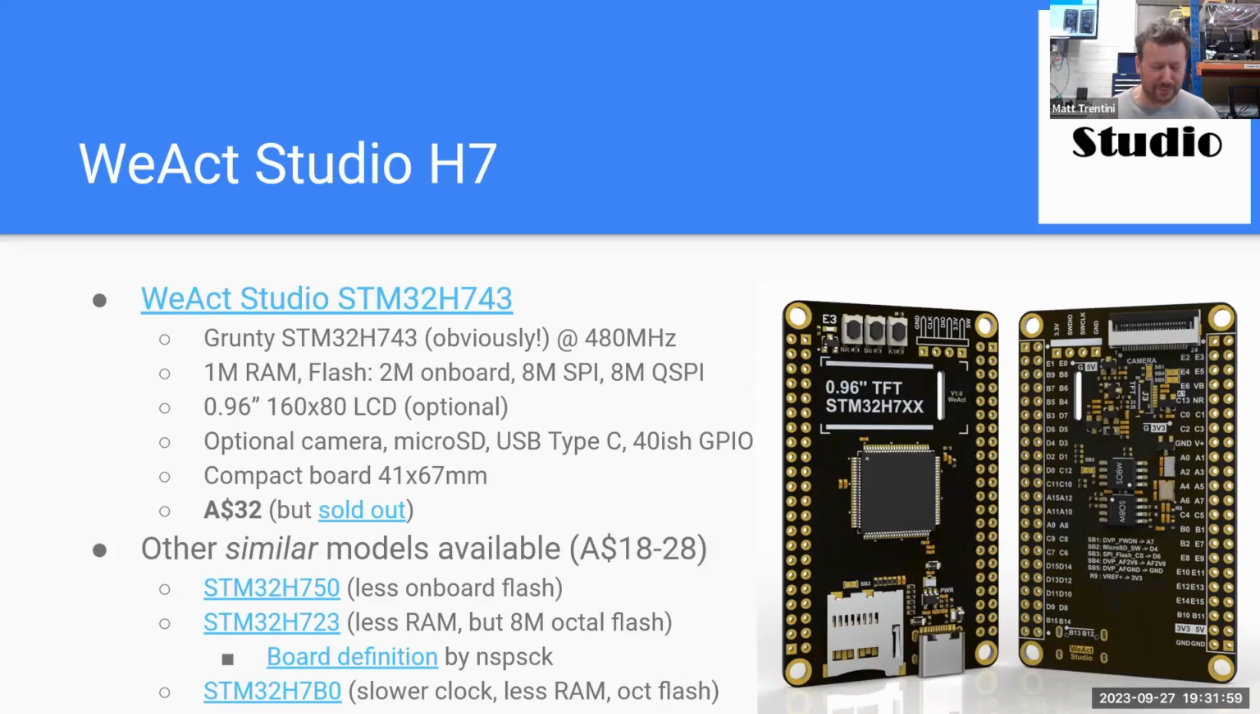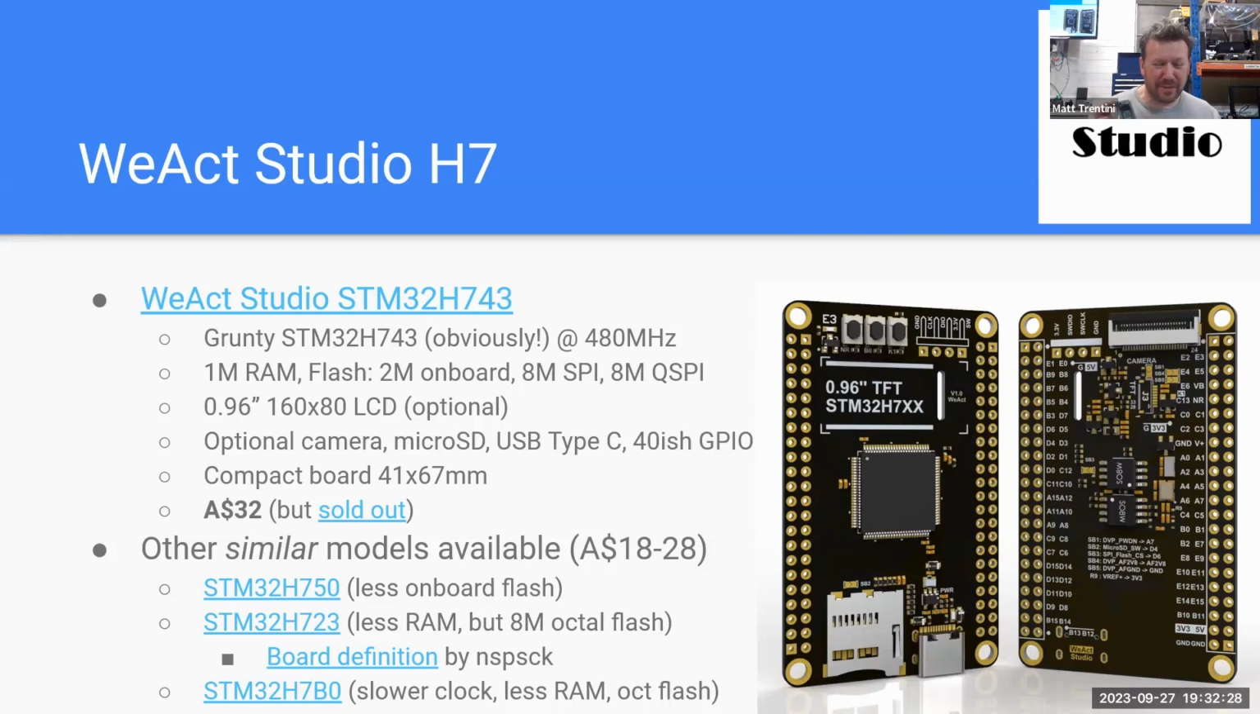I'm saying RAM instead of flash, you can read it there. It's got a bucket load of flash, basically, a total of 18 meg. There's a small LCD, which is non-optional on this board, I'll cover that in a second. There is an optional camera you can buy with it. There's 44 pins broken out, around 40 GPIO. And these are about $32, except they're all sold out at the moment.